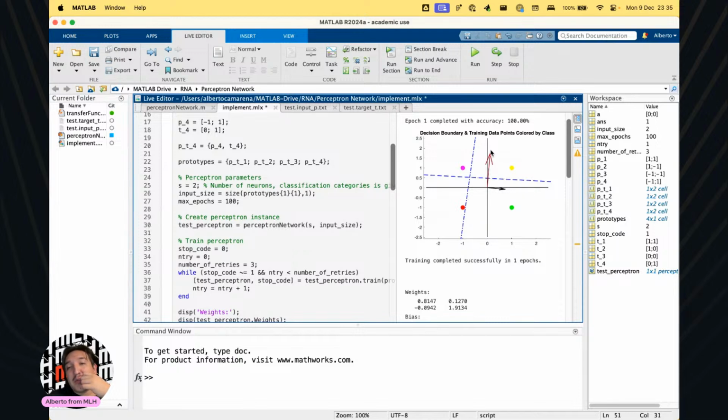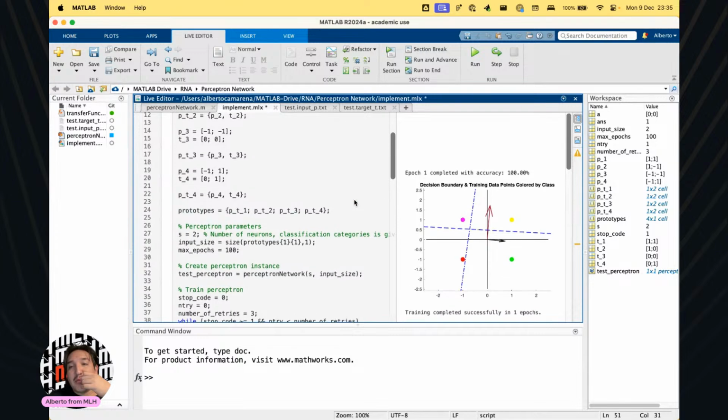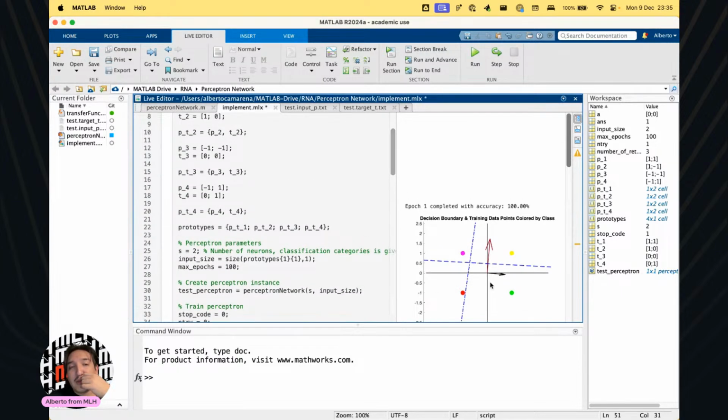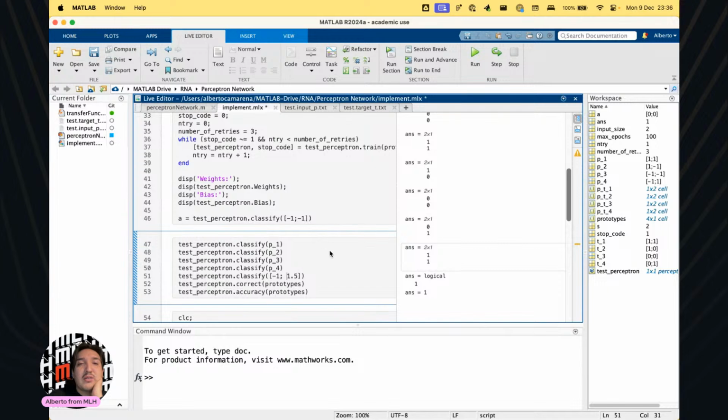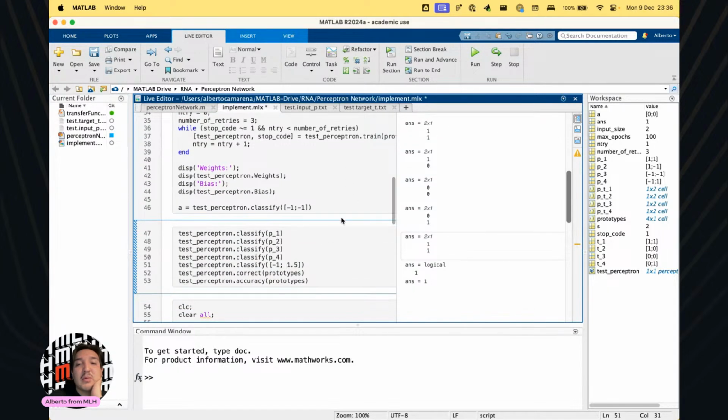Positive, positive. So yeah, this is 1 1. Positive, negative. This is 1 0. Negative, negative. This is 0 0. Positive, negative. This is 0 1. Yeah, this should be 0 1. Okay, let me look. Why could this not be working?